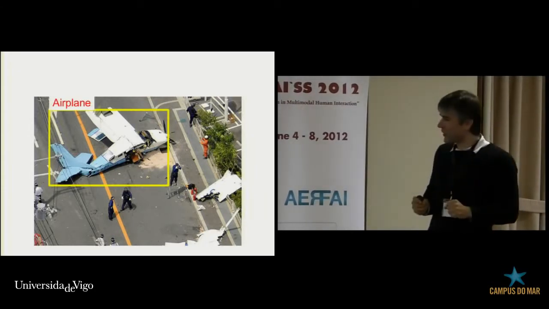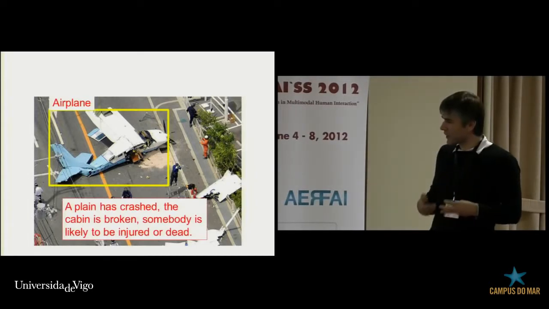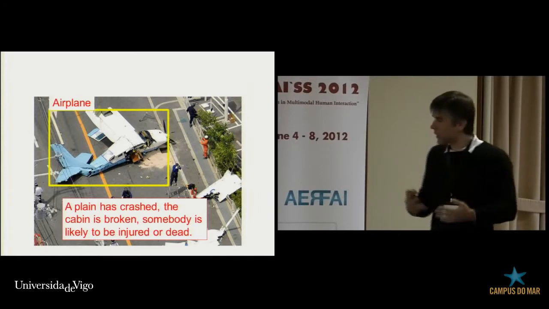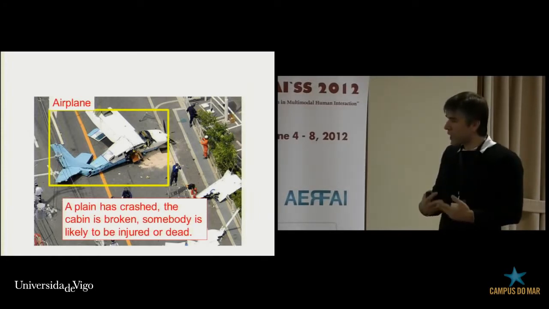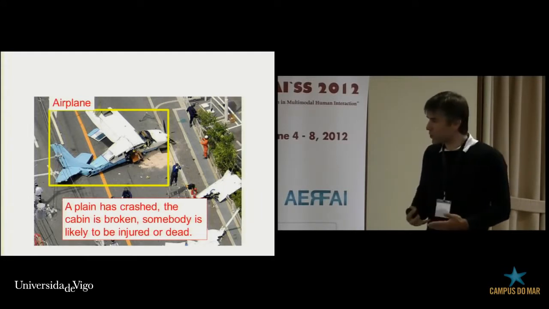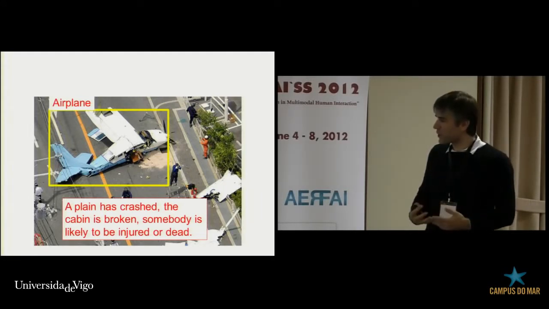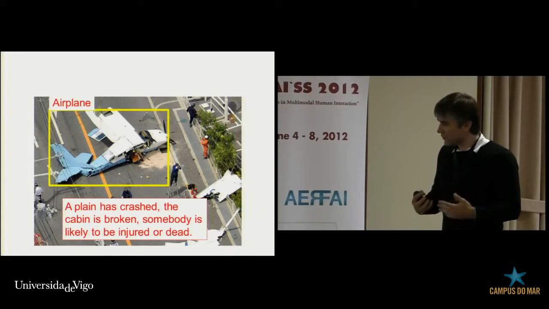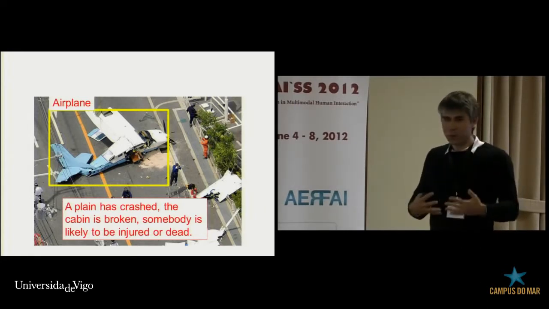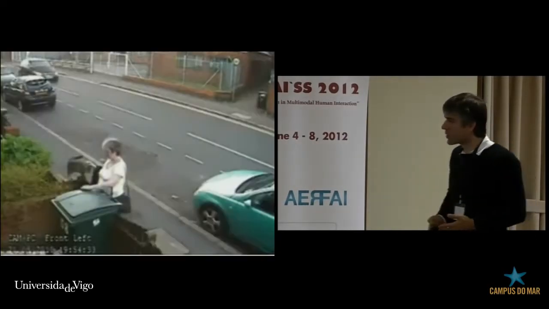So this would be great, but maybe we want much more from this image. We want an explanation that something unusual has happened. It's not usual to see an airplane on the street. We want a system which would automatically alert that this is an unusual situation.